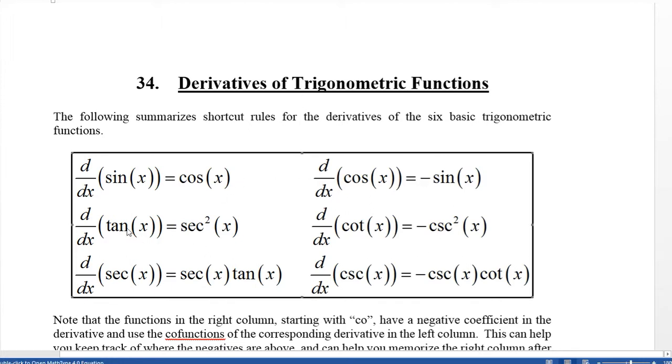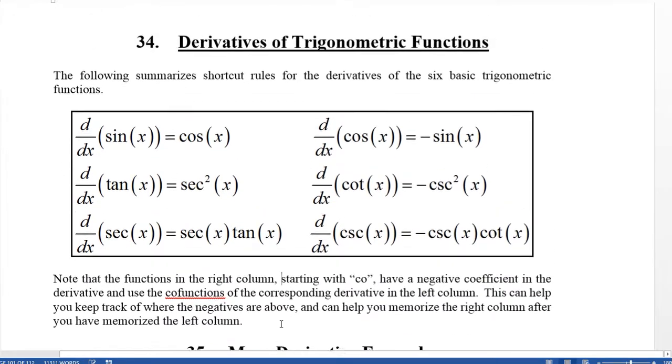The derivative of tangent is secant squared, so the cotangent derivative would be cosecant squared, but it starts with a minus. The derivative of secant is secant of x times tangent of x. The derivative of its cofunction, cosecant, would be cosecant of x times cotangent of x, and then you have a minus 1 in front. So the ones that start with co have a minus in front, and the ones that don't start with co have positive in front. So you need to memorize these 6 basic derivative rules, but if you can just memorize the ones on the left and memorize how to get the ones on the right, you can get those pretty quickly with the little rule that we've looked at.